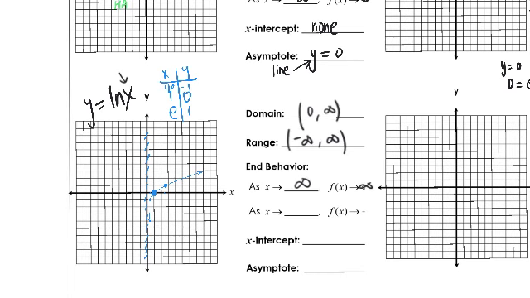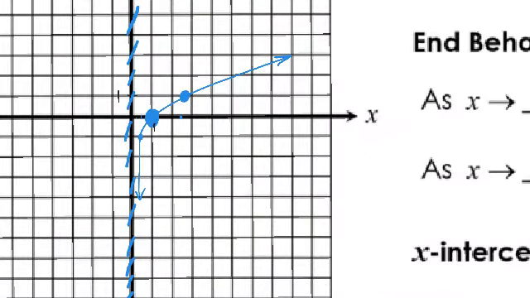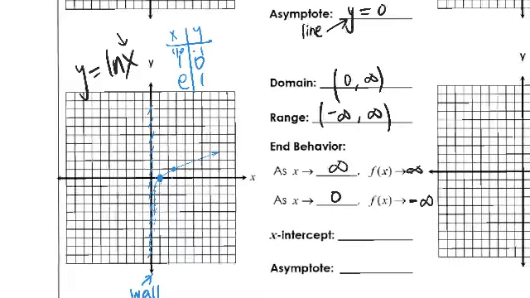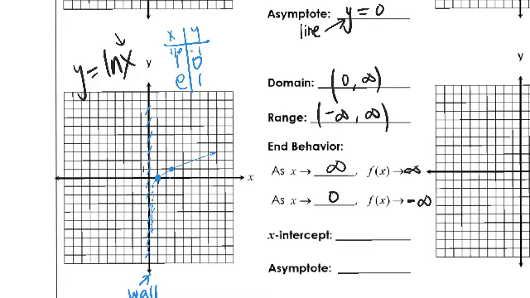X can only go until the vertical asymptote here, right? We have a wall here that the graph cannot cross over. So we'll say x goes to 0, that's the furthest left you can go. And if you do that, as x gets closer and closer to 0, y is just going down further and further. So y goes to negative infinity.